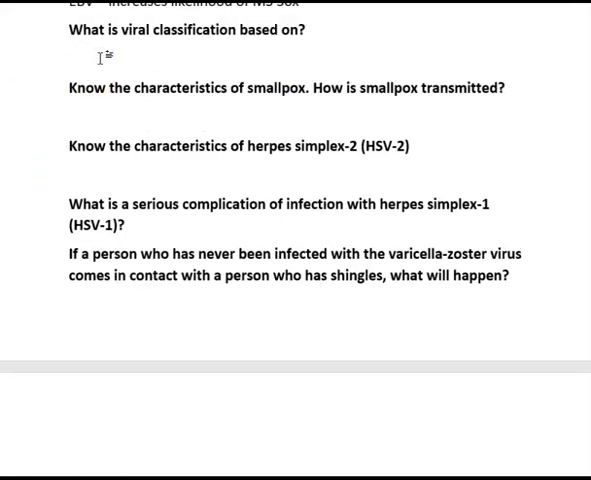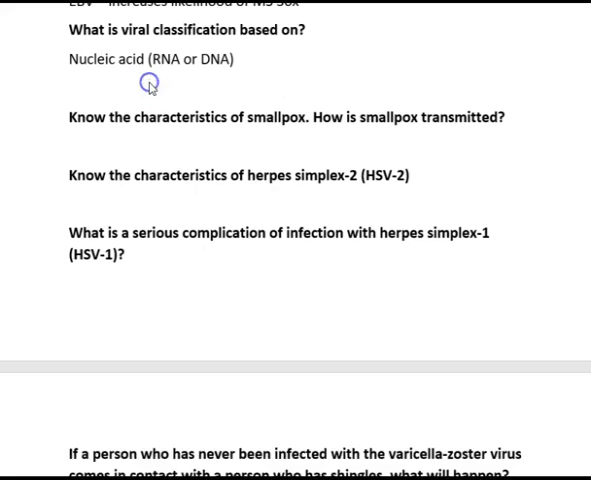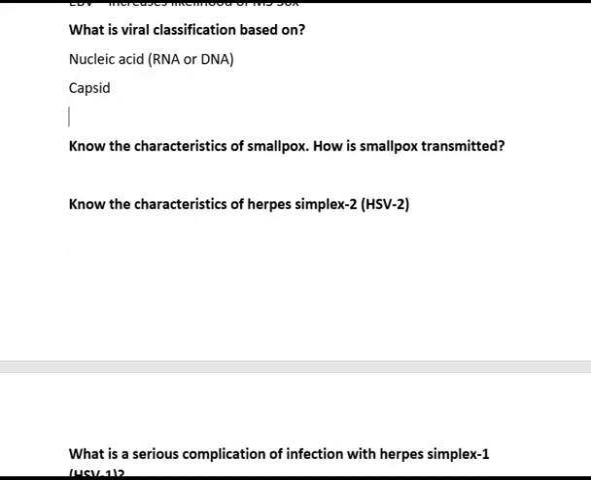What is viral classification based on? Well, remember that we're going to classify viruses based on the type of nucleic acid, so RNA or DNA. We classify viruses based on the type of capsid that they have and whether or not an envelope is present. We do not classify viruses based on their metabolism because viruses do not have a metabolism.